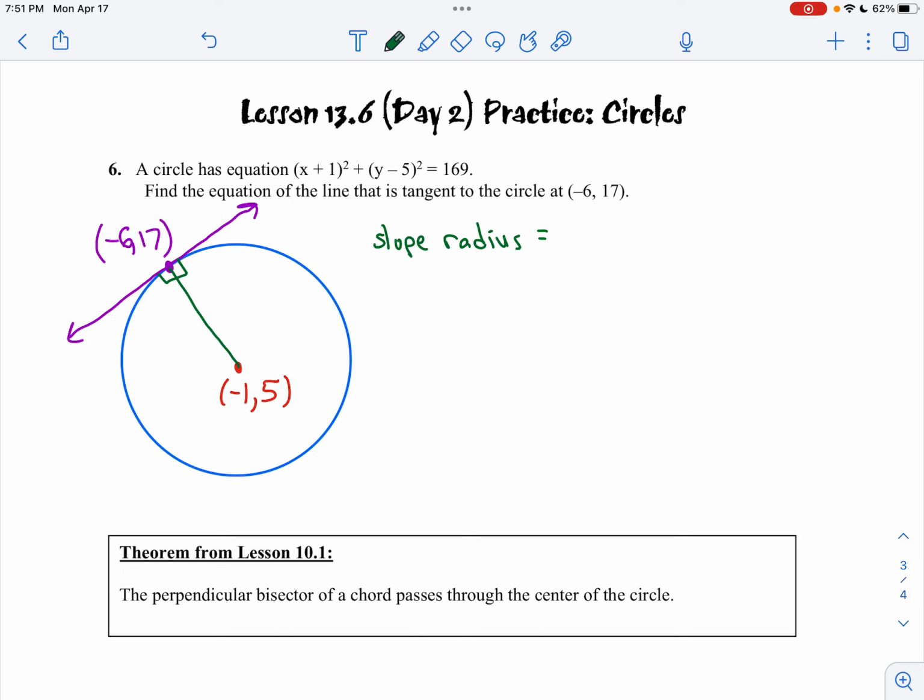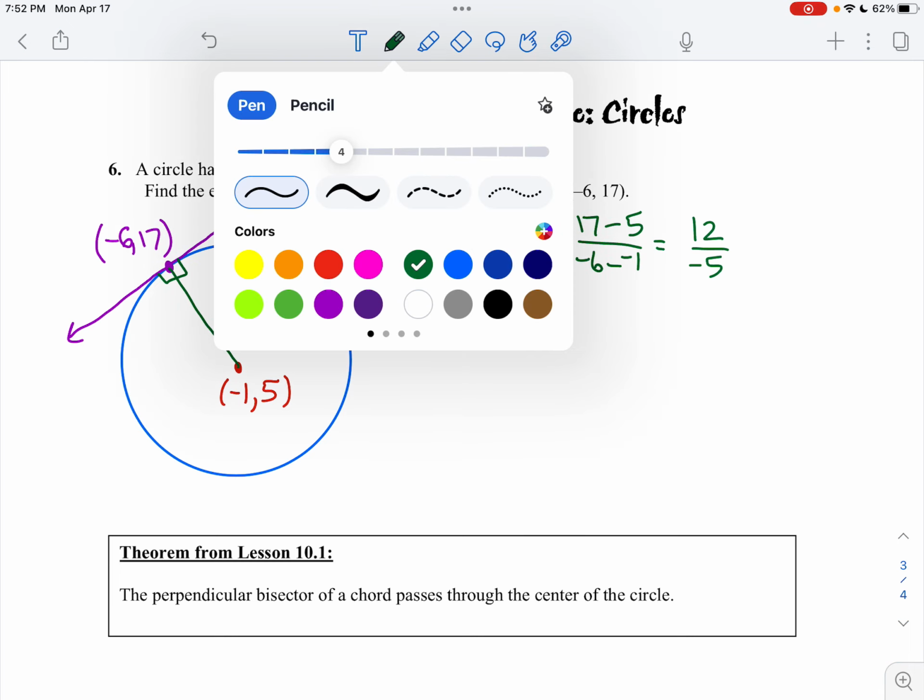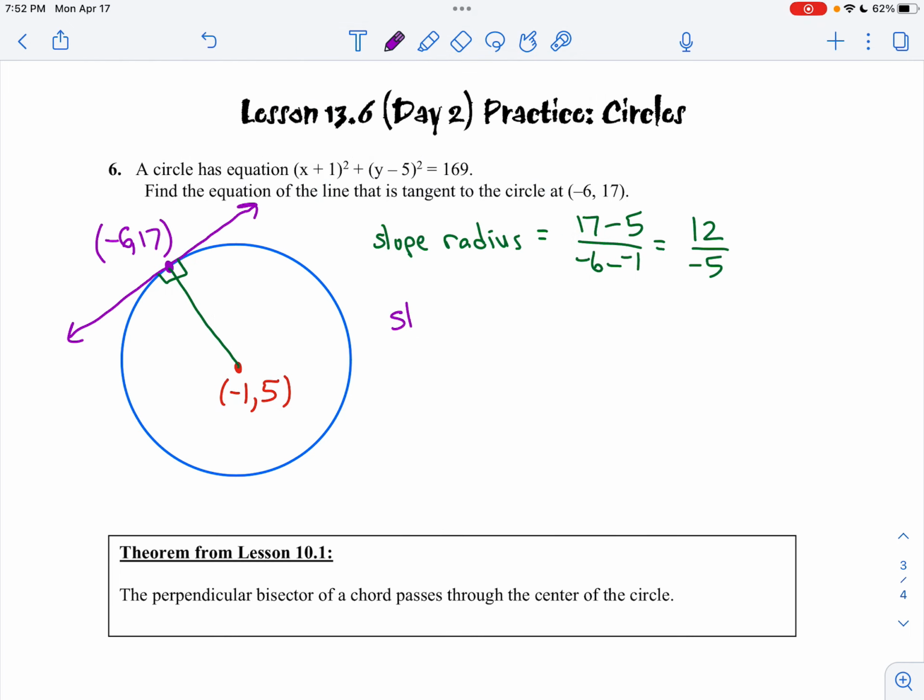So the slope formula, which was lesson 4.6. So we have y minus y over x minus x. So we have 12 over 6 plus -6 plus 1 is -5. But we need the perpendicular slope, which was our purple. So we need the slope of the tangent. And sometimes I don't want to write the whole word tangent. I just write perpendicular slope, and that's going to be +5 over 12.